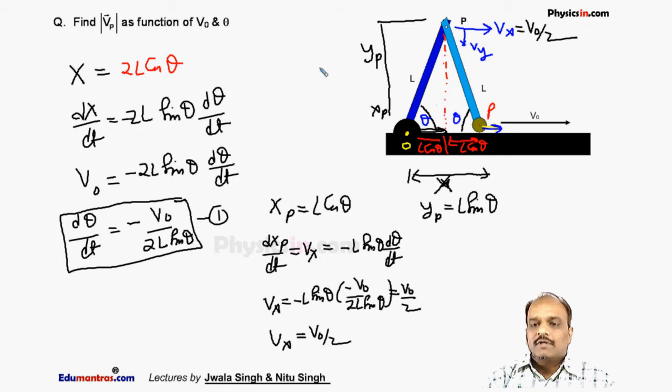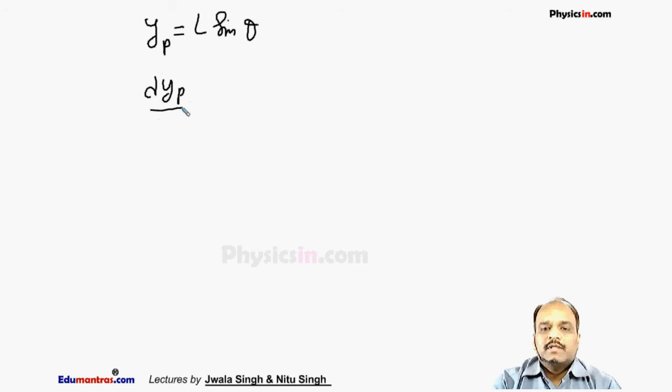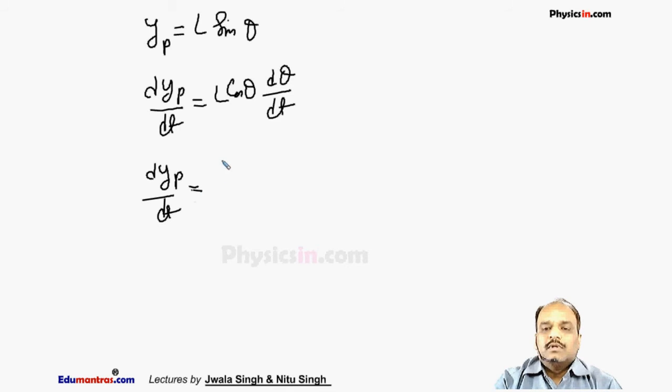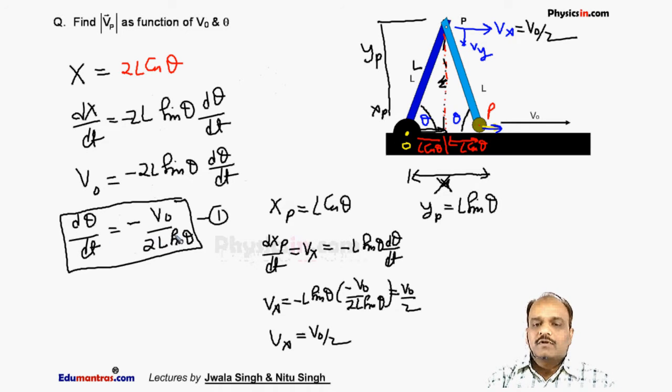Now for the y coordinate, we know the y coordinate of this point P is L sine theta. As I have written here, this length is L sine theta, because this is L. So yp is equal to L sine theta. If I differentiate this yp, I get dyp by dt equal to L cos theta into d theta by dt. If I substitute the value of d theta by dt here, I get dyp by dt equal to L cos theta into minus v naught by 2L sine theta.